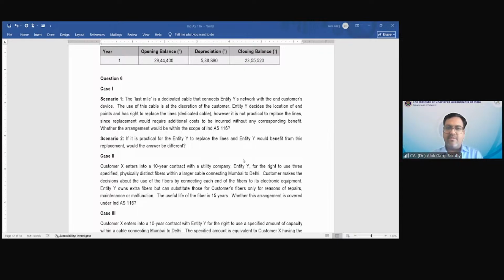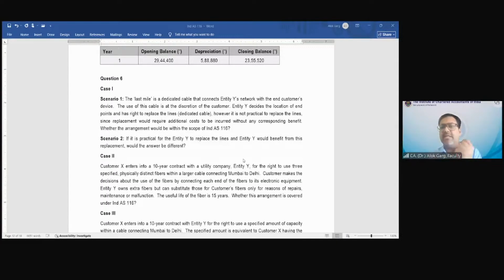So in this case, Y is the lessor and the other party is the customer, right? Customer is the lessee, Y is the lessor. That's why I've read it twice and then I have concluded that yes, Y is the lessor. In this question, Y is the lessor. Okay. So there are 2 scenarios which are given. Scenario number 1, right, which we have discussed.